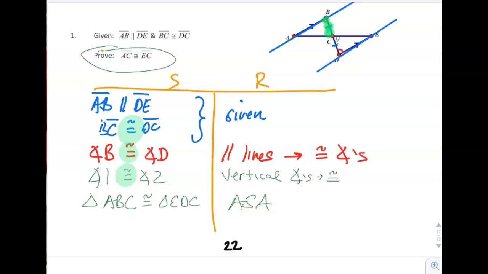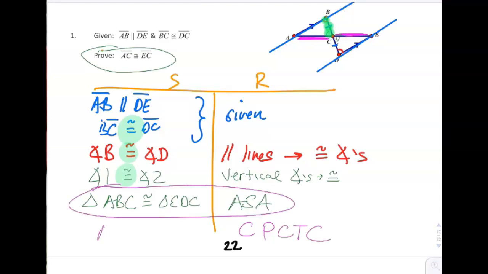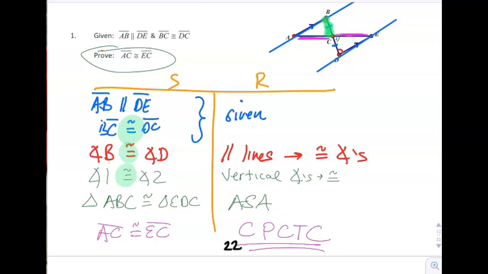It wants us to prove that AC, which we have not talked about yet, is congruent to EC, which we have not talked about yet. But they are congruent because they're corresponding parts of already congruent triangles, which are congruent. So once we've proven the triangles congruent, all of the other parts that are corresponding are also congruent. So this whole CPCTC thing, think of it as just one more step when you're proving a side or an angle that we haven't talked about yet.